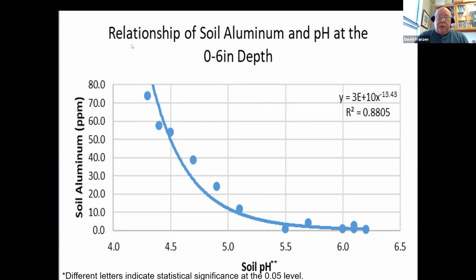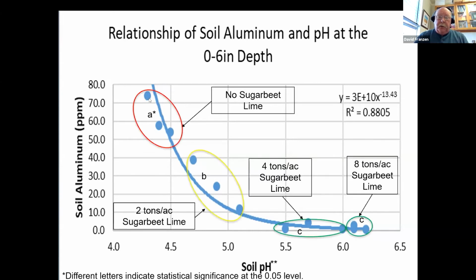This is some early data that Chris has of no sugar beet lime applied, and the pHs of those soils are anywhere from 4.5 to 4.3.